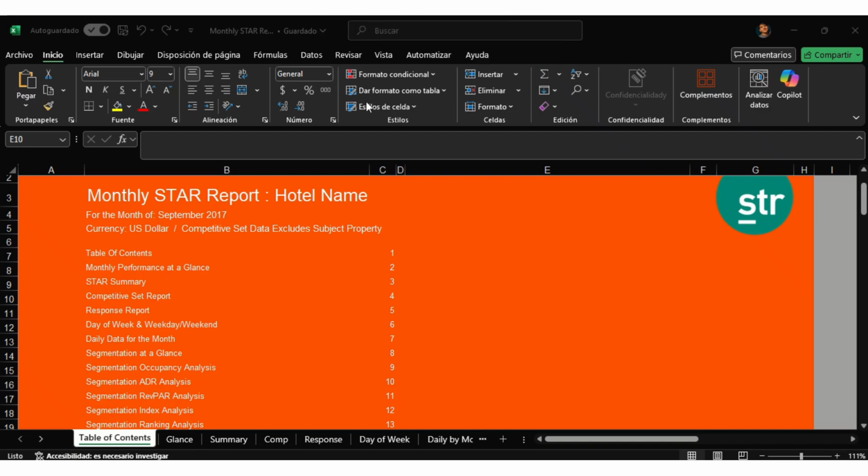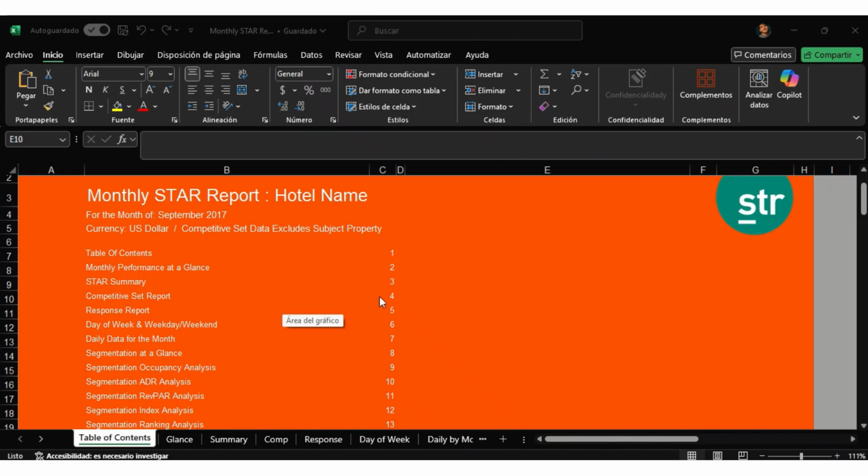Hello everyone, in this video I'm going to give you a crafty walkthrough of the monthly store report. We'll go tab by tab, explaining what each sheet is designed to show and what type of data it contains. Let's begin. First, we have the table of contents.